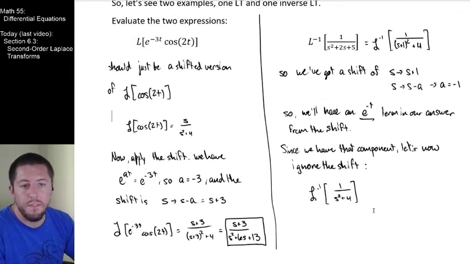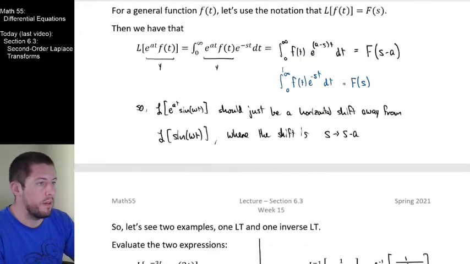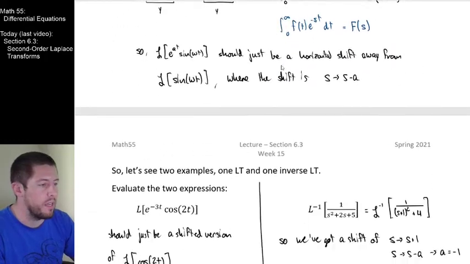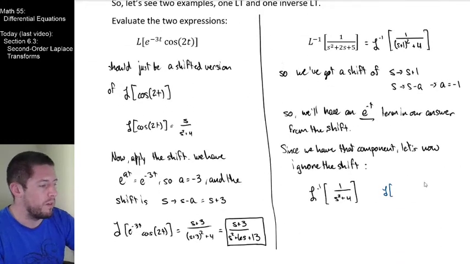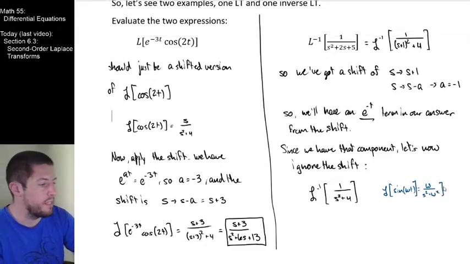Unfortunately, our coefficients don't seem to match up. All right, we've got the Laplace transform of sine of omega t is omega over s squared plus omega squared.